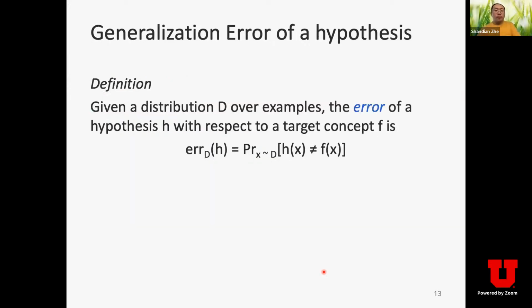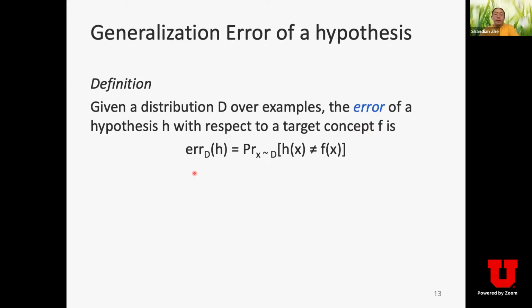Okay. So now, given this data distribution D, we can define the so-called generalization error. Previously, we always said that if I pick an example outside of the training set and make a prediction, the error is a generalization error. But what is the formal definition? What is a rigorous definition? Given a distribution D over the instance space or examples, we define the generalization error of a hypothesis H with respect to some target concept or target function F as follows.